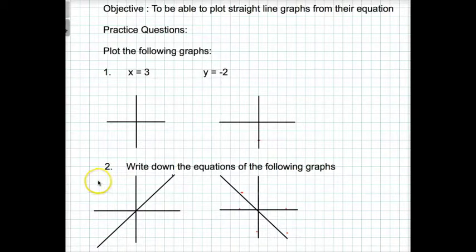What I'd like you to do now is to pause the video and have a go at questions 1 and 2. And then when you're happy with your answers, restart the video and go through the model answers with me. So if you pause the video now and have a go at the 2 questions.